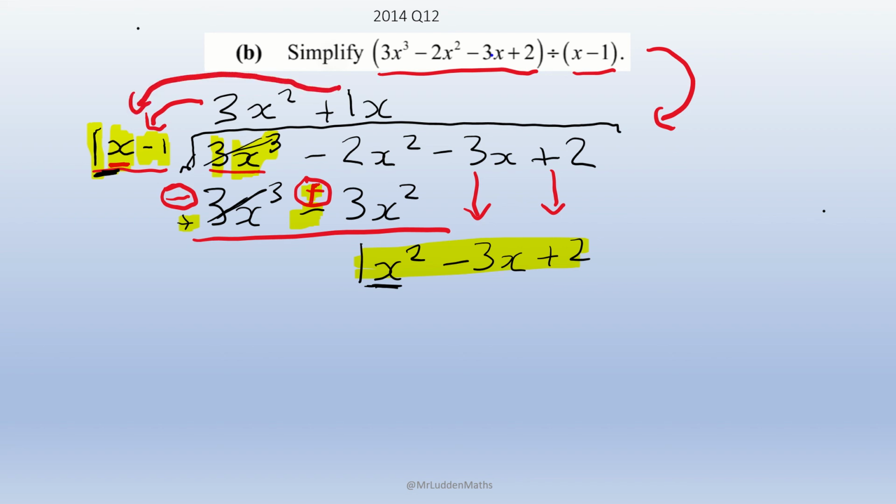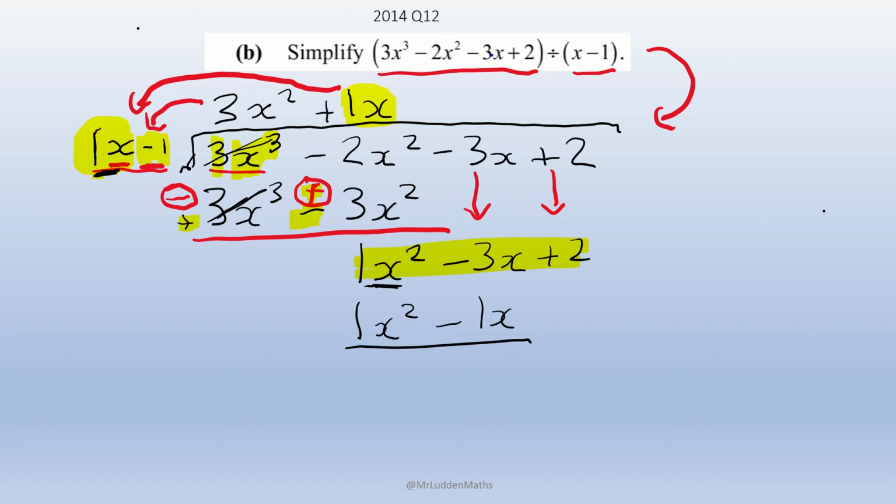So 1x times my 1x over here, if you can see that, is going to give me 1x squared, and I'm going to write that down here. And this 1x here, times my minus 1 over here, is going to give me minus 1x.